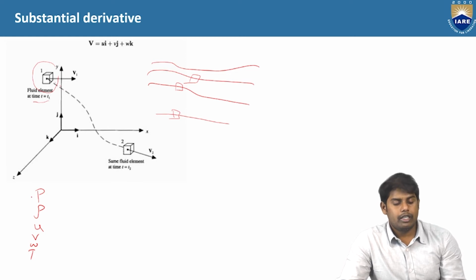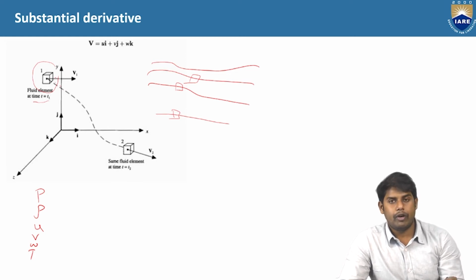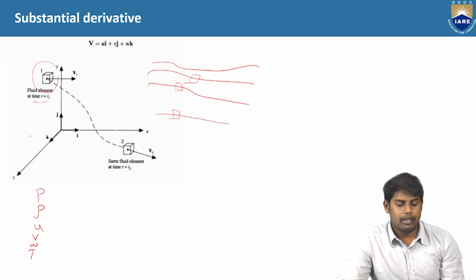Here at point 1 the fluid particle is here, and at point 2 it is here. When it moves from one point to another, there may be changes in pressure, density, u velocity, v velocity, w velocity, and temperature. How it changes with respect to time and with respect to space, we will see in the substantial derivative.